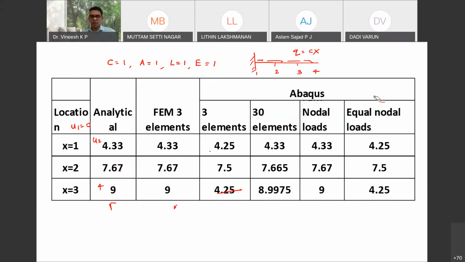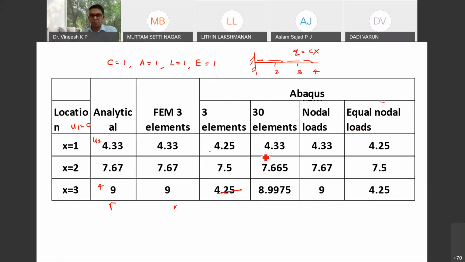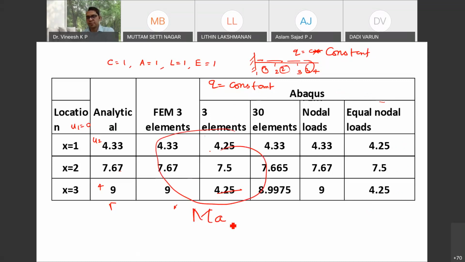Suppose you have a condition like Q equal to constant. Then you divide it into a number of elements, say 3 elements, first element, second element, third element. Then you will see that these results will be matching. These two results will match.